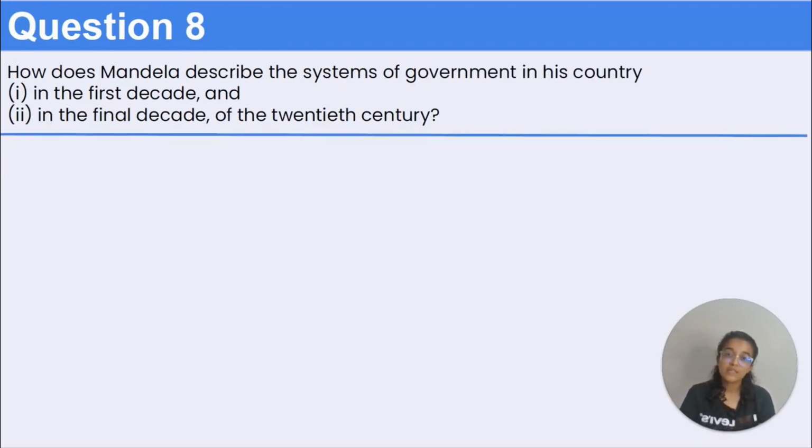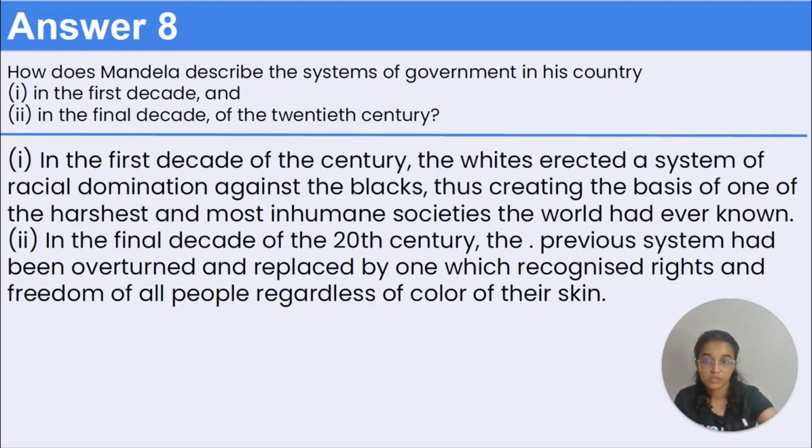How does Mandela describe the systems of government in his country in the first decade and in the final decade of the 20th century? So in the first decade, the whites erected a system of racial domination against the blacks, thus creating the basis of one of the harshest and most inhumane societies in the world. And in the final decade, the previous system had been overturned and replaced by one which recognized rights and freedoms of all people, regardless of the color of the skin.